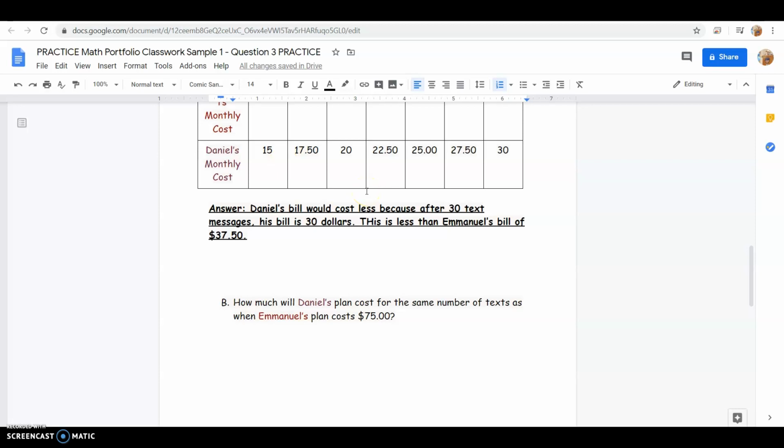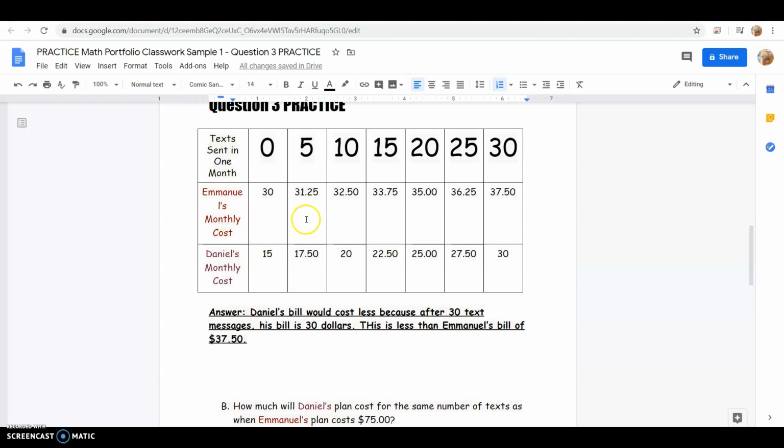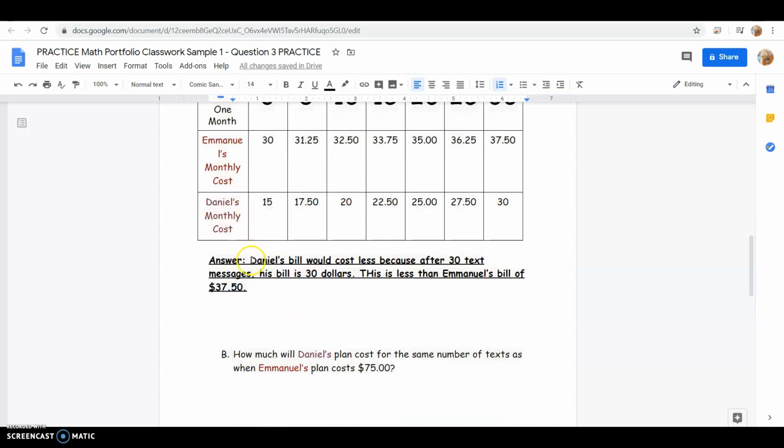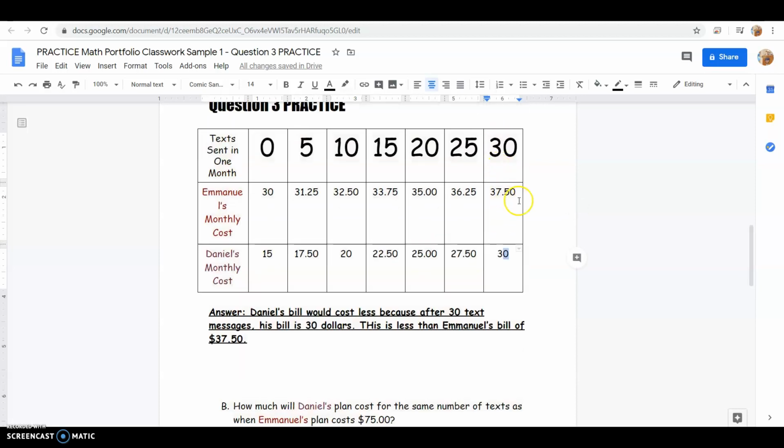Hey guys, this is part two. This is where we left off with Daniel and Emmanuel and their phone bills. We left off saying that Daniel's bill would cost less because after 30 text messages, his bill is $30. We know that Emmanuel's bill is going to cost $37.50 if they send 30 text messages. So $30 is less than $37.50. Daniel's monthly cost is lower.